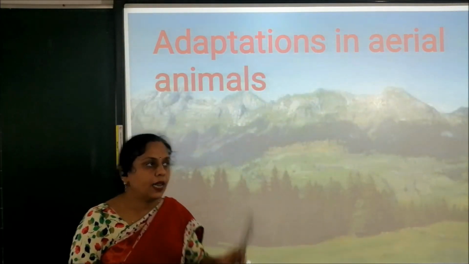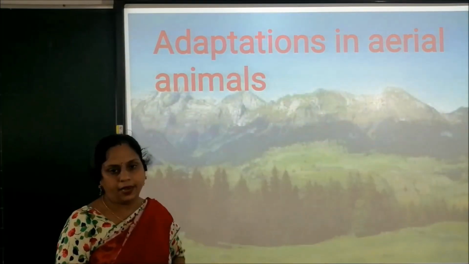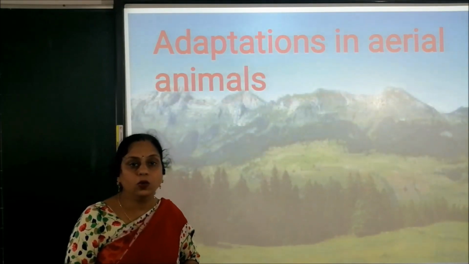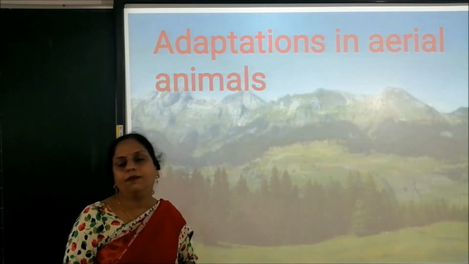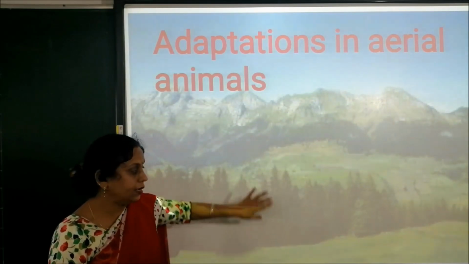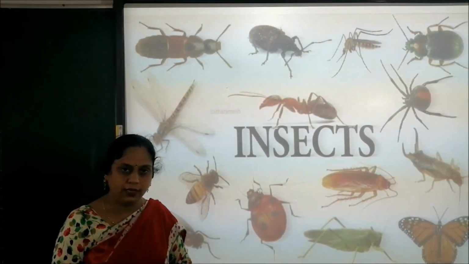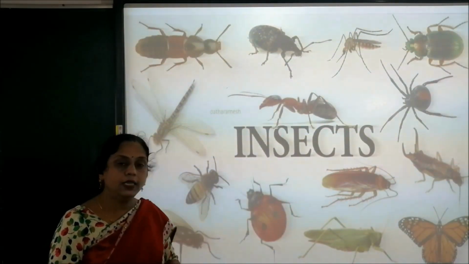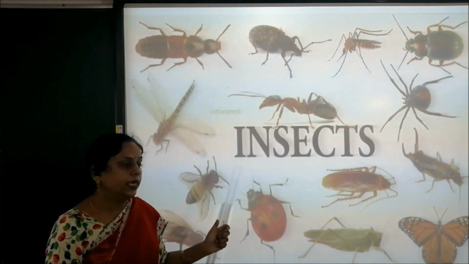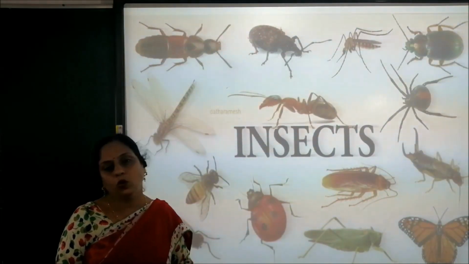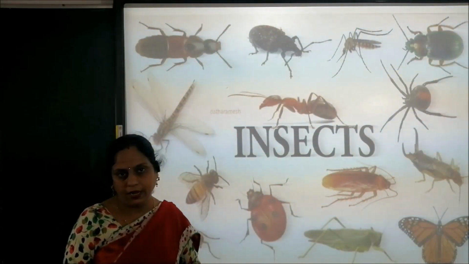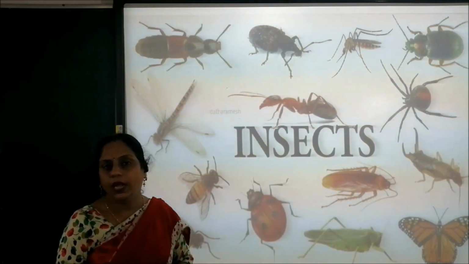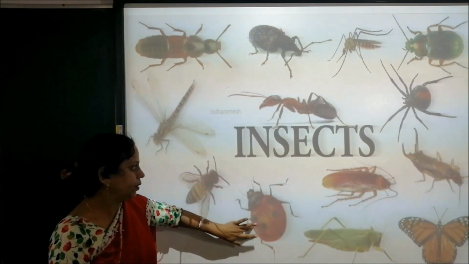Now the adaptations in aerial animals. Aerial animals means animals who spend most of their time in the air, like insects, birds, etc. So first, insects. Insects use wings to fly in the sky. So they move from one place to another with the help of wings.